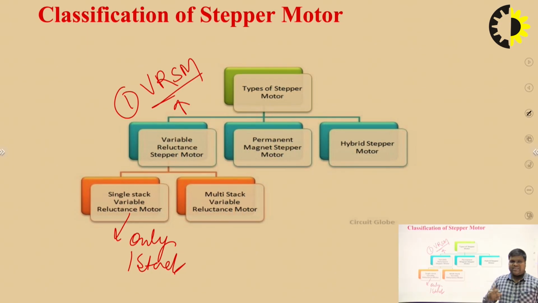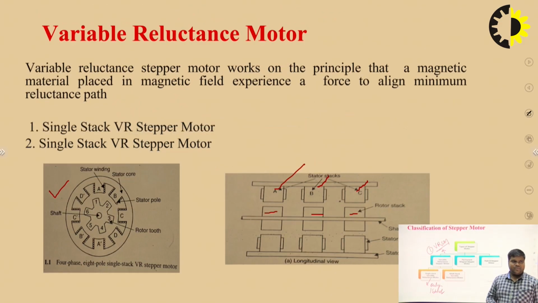This classification is divided into two parts. The first one is the single stack variable reluctance type stepper motor, and the other one is the multiple stack variable reluctance type stepper motor. And we will see the broad classification of stepper motors. The second category is the permanent magnet stepper motor, and the other one is the hybrid stepper motor. All these types of stepper motors will be discussed in detail in the upcoming lecture series.